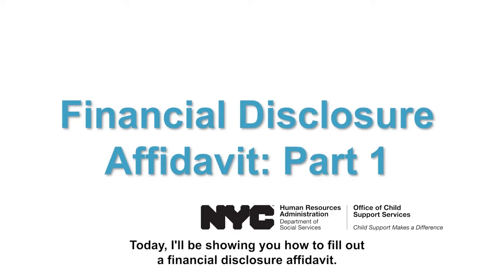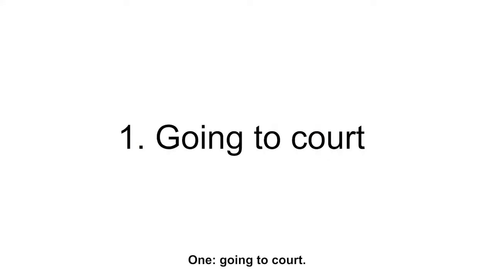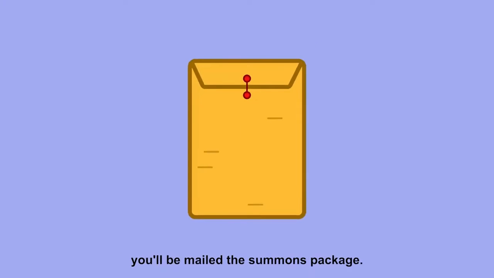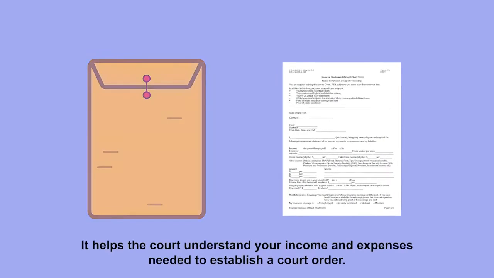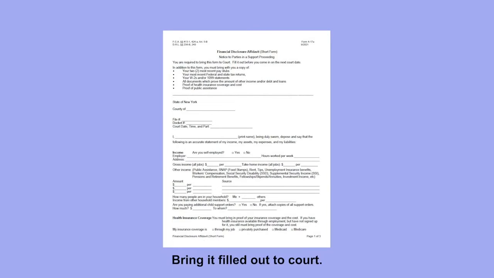Today I'll be showing you how to fill out a financial disclosure affidavit. You need this form for different reasons. 1. Going to court. The first time you are summoned to court for child support, you'll be mailed the summons package. This package contains a financial disclosure affidavit form. It helps the court understand your income and expenses needed to establish a court order. Bring it filled out to court.